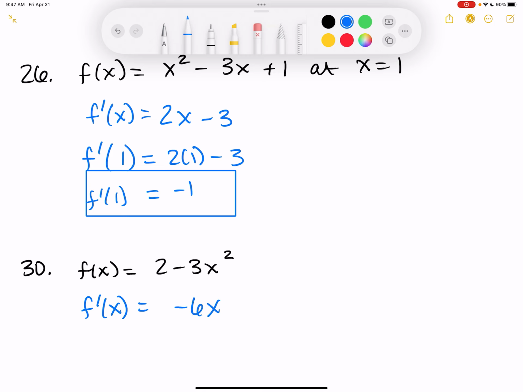Negative 6x. Oh, we get better doing it. Dang, I didn't even think about that. Yeah, I just automatically wrote it down. Yesterday I was like, wait, let me work it out in my head. Now I'm like, oh.